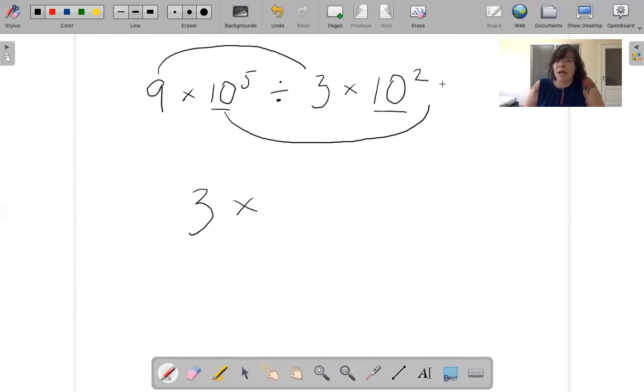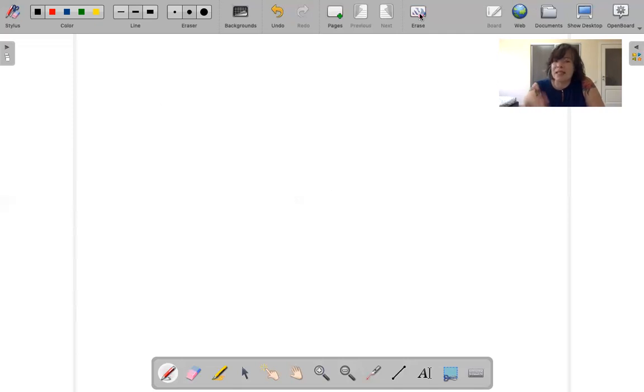5 minus 2 is 3. 10 cubed. It's that simple. But with scientific notation, we usually have decimals.